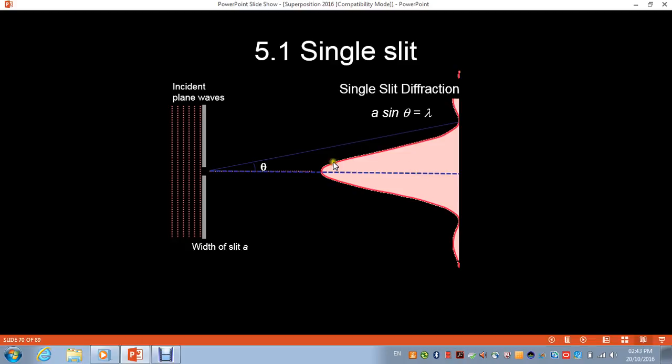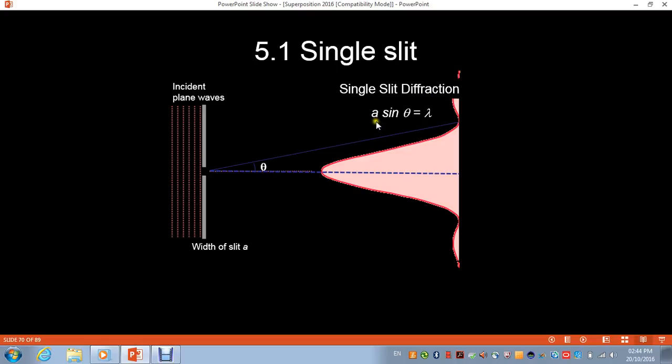So right here, in this region, you see high intensity. That means here you see a bright spot. Here the intensity is 0, so you see a dark spot. And then you see some intensity of light, you see another bright spot. So when you pass a beam of light through a slit, you get an interference pattern. Bright, dark fringes.